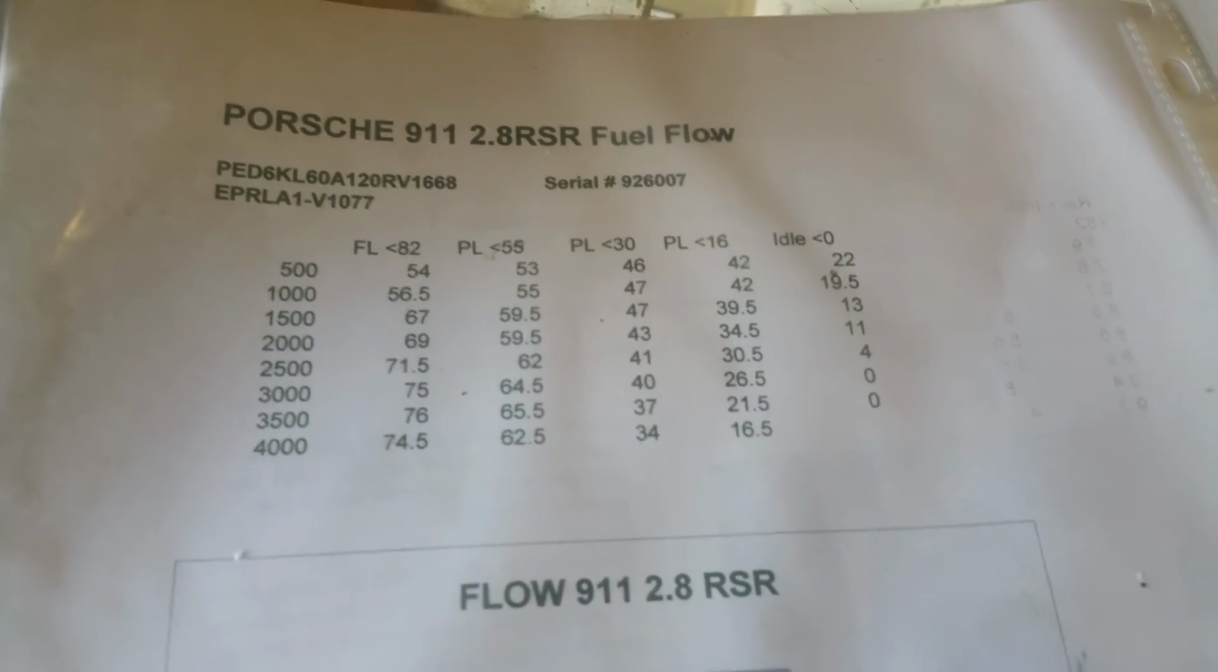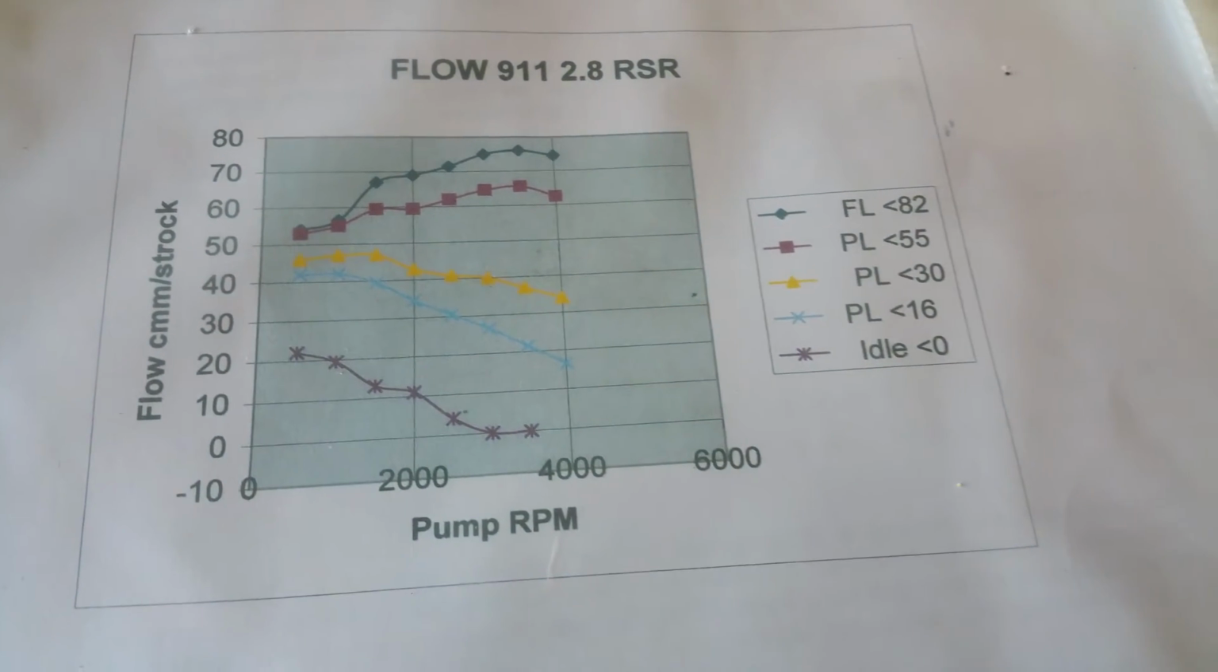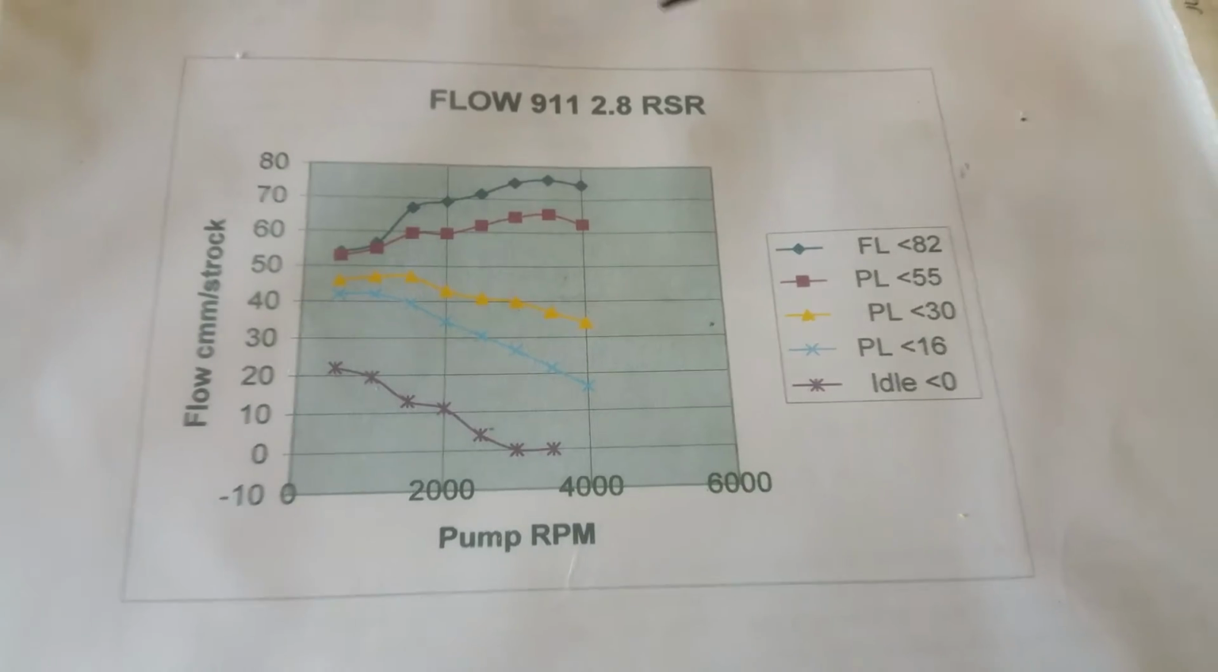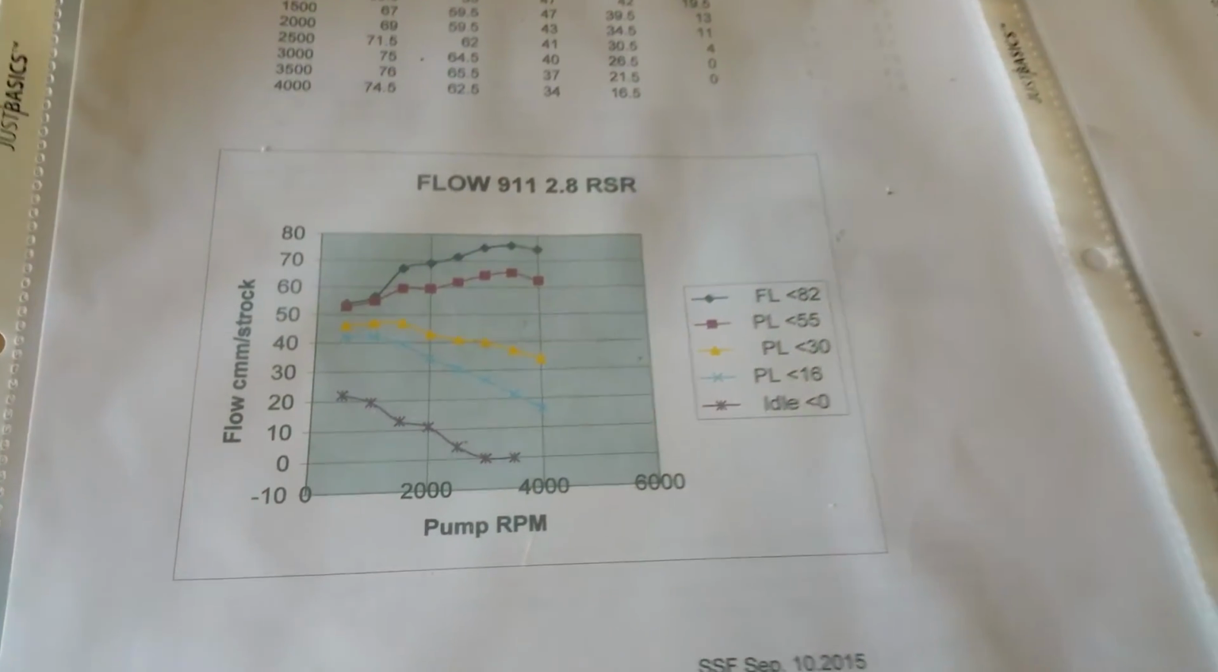And what's this other chart here? This is the 2.8 RSR? That's the 2.8 RSR. You see the fuel load curve is somewhat different than the one on the 3-liter, because they have different space cams in there.